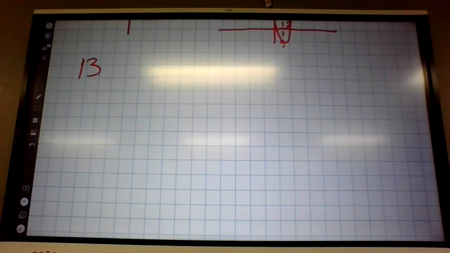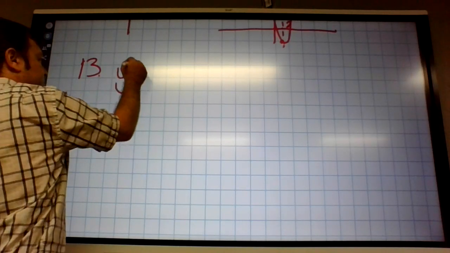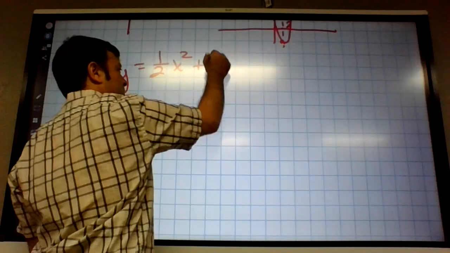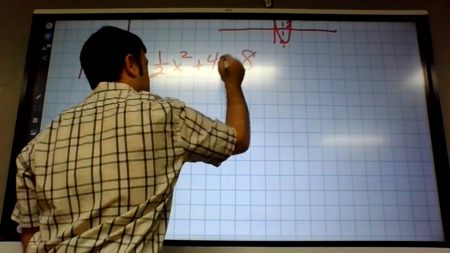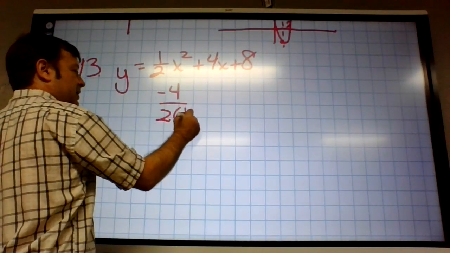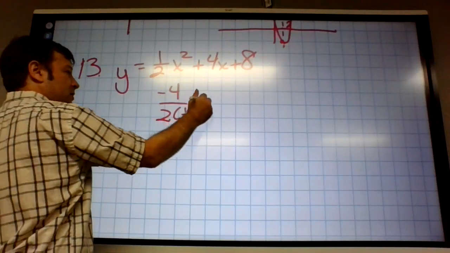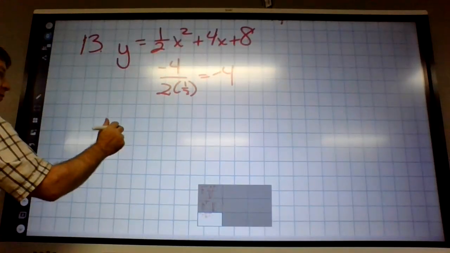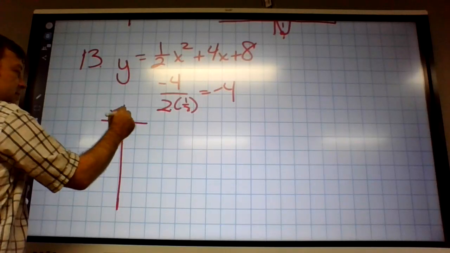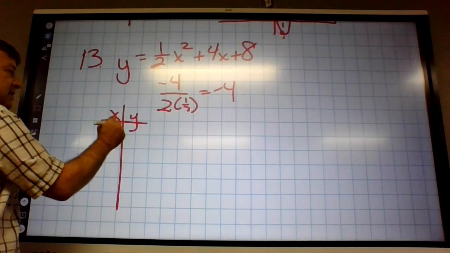All right, 13. 1 half x squared plus 4x plus 8. So this one will be the opposite. This will go up slowly. So negative b over 2a, negative 4 over 1, negative 4. So the vertex is at negative 4.